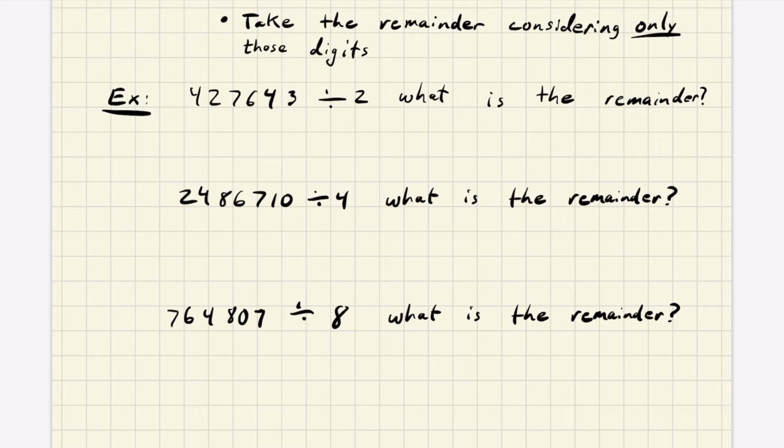For the first one, we're dividing by 2, and that's pretty easy. We're essentially just looking at whether or not this number is even or odd, but that's the same thing as just looking at the last digit. Again, this is because this is the same as 2 to the first power. Now, obviously, this is an odd number, so in this case, you get a remainder of 1.